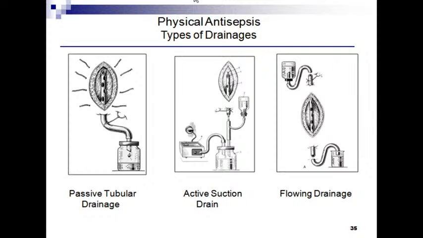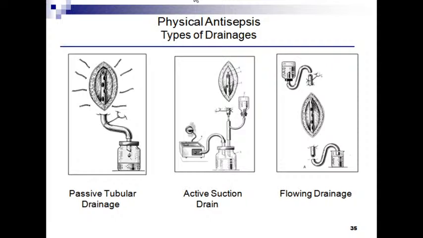We can distinguish three types of physical drainage. Passive drainage. It means gravity drains liquid from the wound, any liquid from the wound, together with bacteria, through a plastic tube. The proximal tip of the tube is fenestrated and placed inside the wound. The wound is stitched closed by sutures, and gravity will drain the pathological content through the tube into a jar.